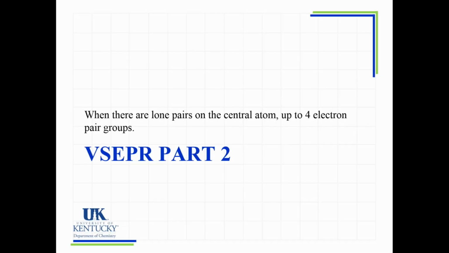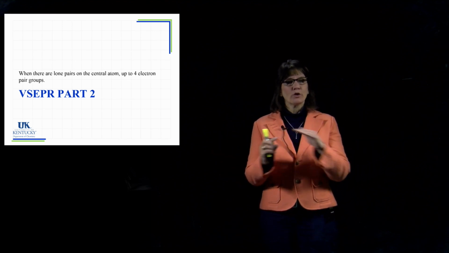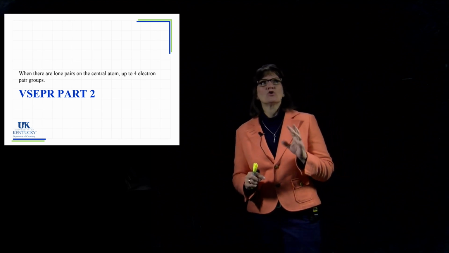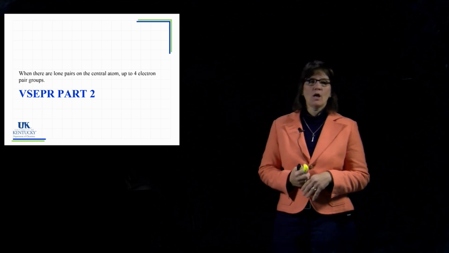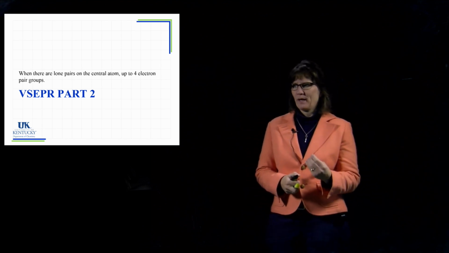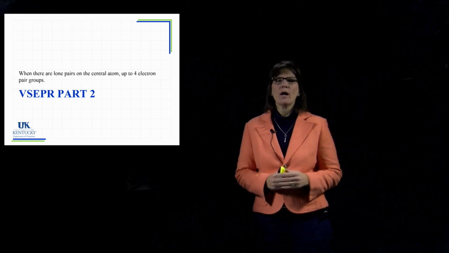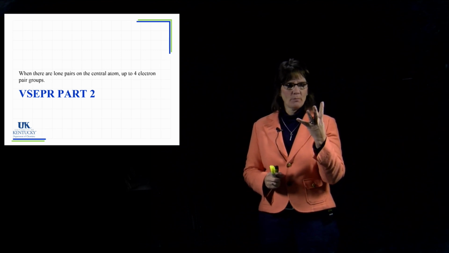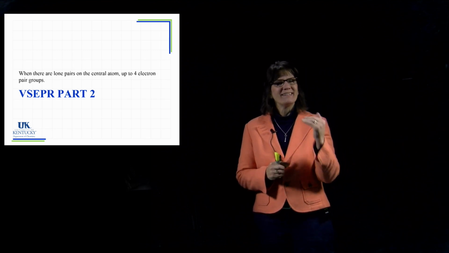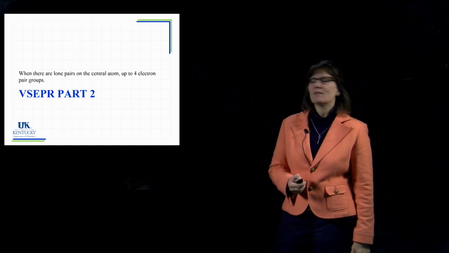Now that we know the 5 basic shapes of linear, trigonal plane, tetrahedron, trigonal bipyramid, and octahedron, we're ready to start replacing some of those legs with lone pairs. And in this part 2 of our lesson series, we're going to go up to where we have 4 electron pairs and start replacing some of those legs with lone pairs instead of atoms.